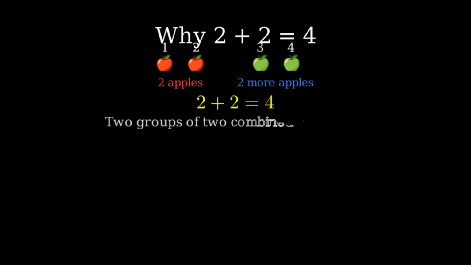So when you add, you are combining groups and counting everything together. 2 plus 2 gives 4, because there are 4 items in total. Now, let's do another example in Persian.